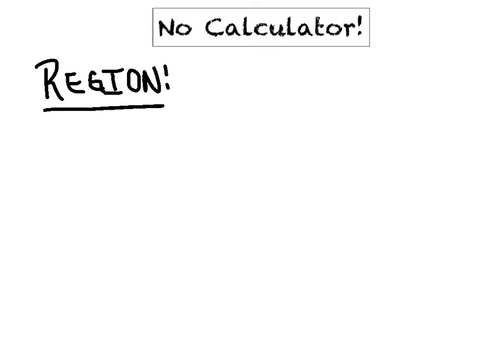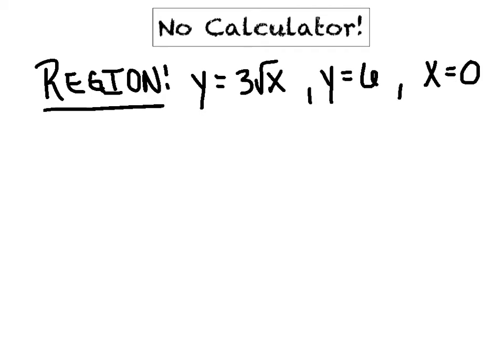Alright, the big trend we've seen the last couple of years is the AP's tendency to make these volume questions a non-calculator question. So either they're going to give you something where they ask for setup only, or something that's very easy to integrate by hand and very friendly number-wise. But I want you to consider the region bounded by y equals 3 radical x, the line y equals 6, and also the y-axis, x equals 0.